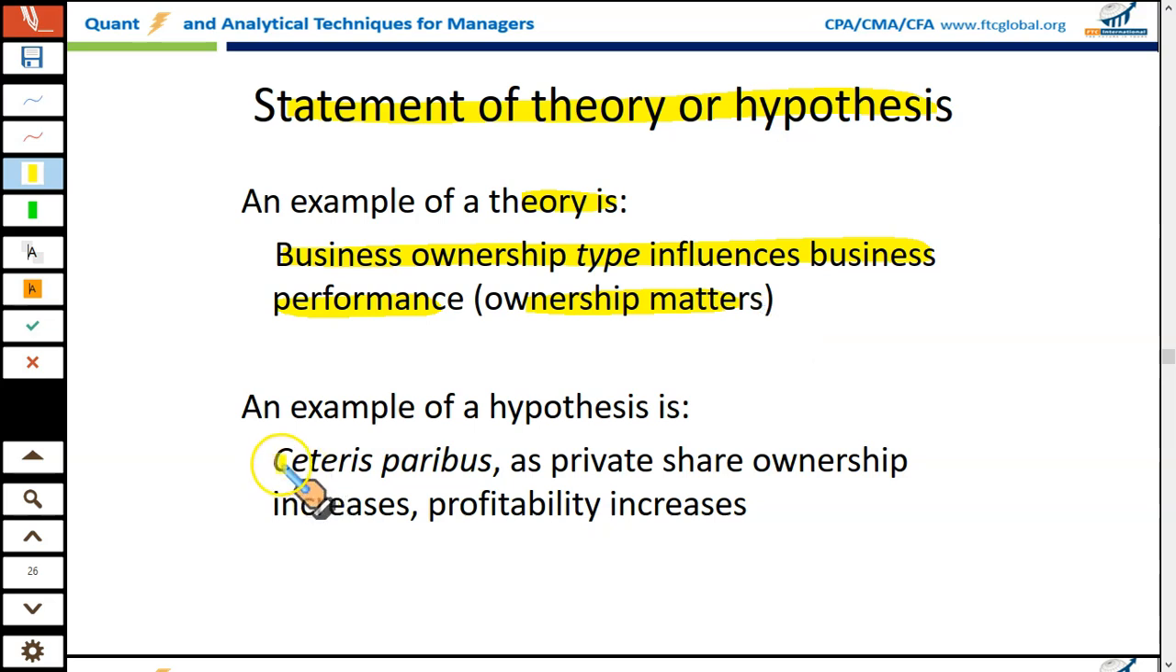So keeping other factors the same, ceteris paribus means keeping all other factors, fashion, taste, trend, price, actions of competitors, supplementary goods, complementary goods, everything else remains the same. We just change the ownership. Everything else stays the same. Only the ownership moves from state to a private individual, private owner. So as private share ownership increases, a business is run more efficiently, hence profitability increases. This is our hypothesis which we want to test.